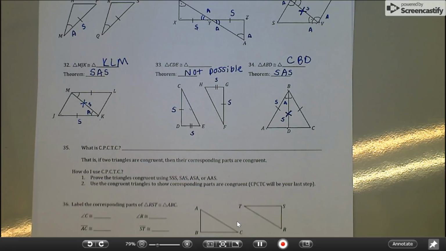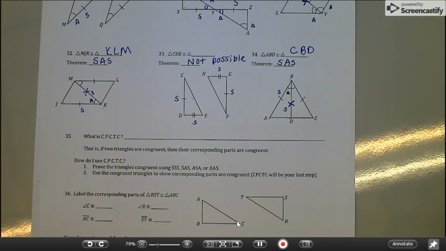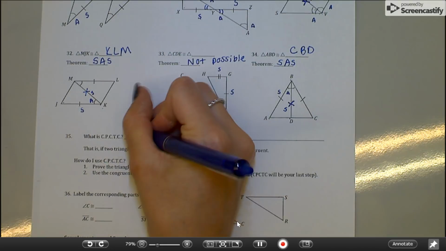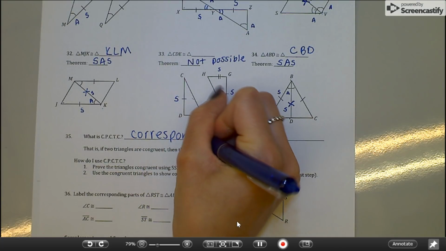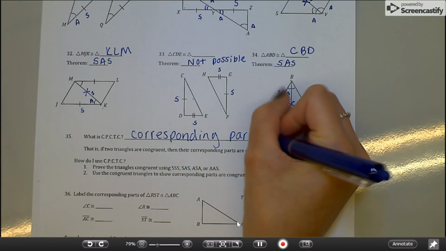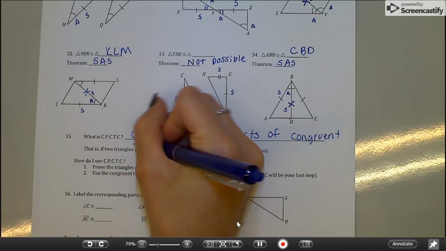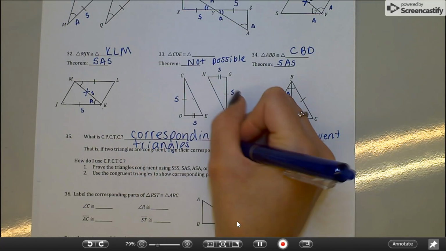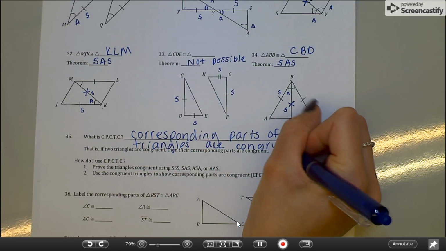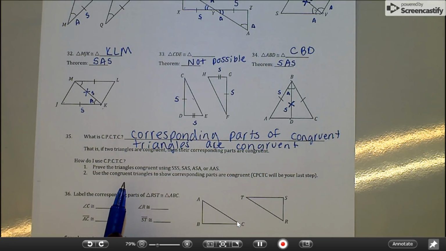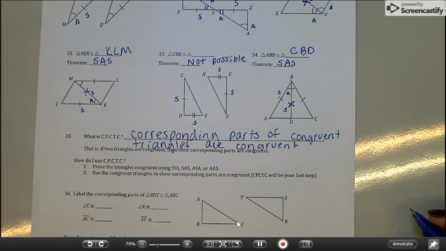It's asking us what is CPCTC. Okay, it's an acronym for a property that we will be using in proof writing. This means that corresponding parts of congruent triangles are congruent. So basically, it would be pretty much used at the end of a proof. If we know that two triangles are congruent, then we can list all the other corresponding parts that are congruent, like other sides, other angles, and so on.